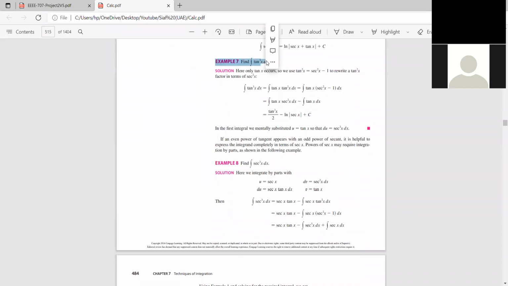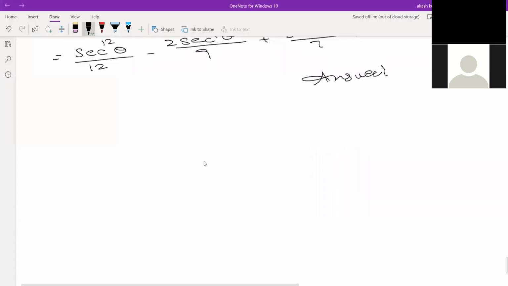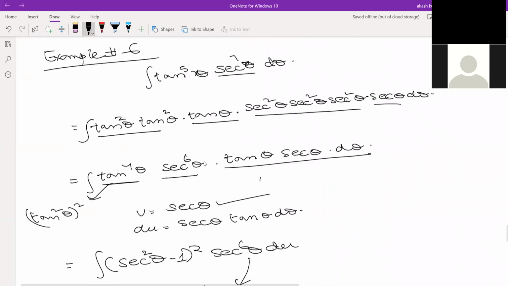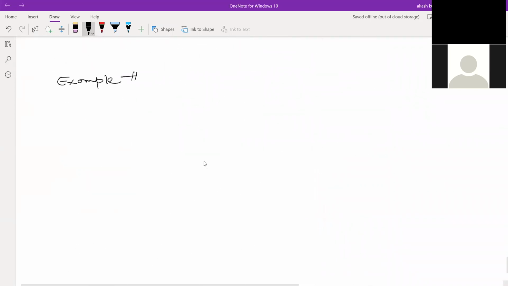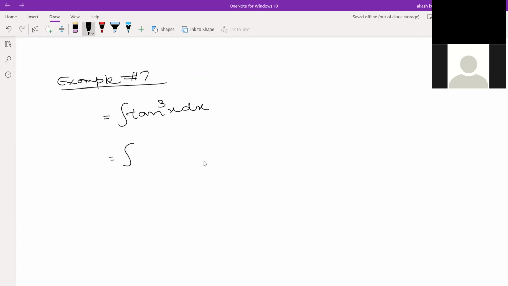Now, so far we had multiplication of two functions. Now we have only tan cube x. Let's try to solve it. Let's divide this into tan square x, tan x dx, and I got tan x.